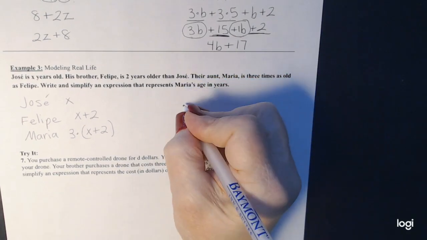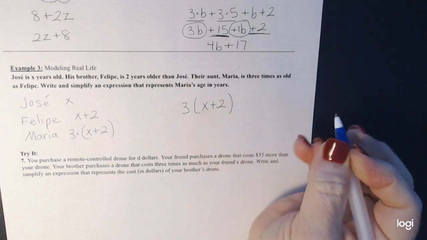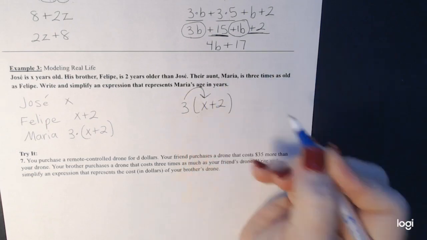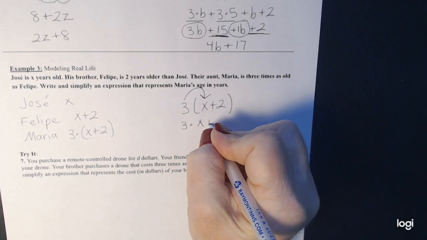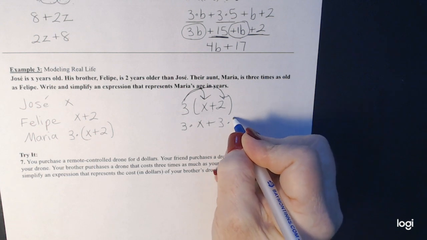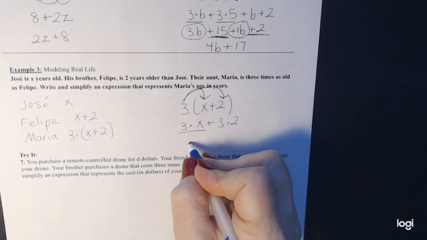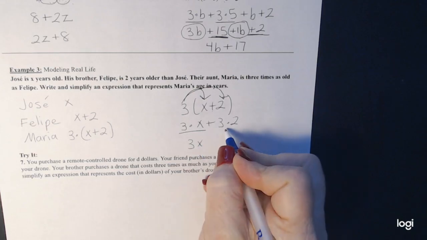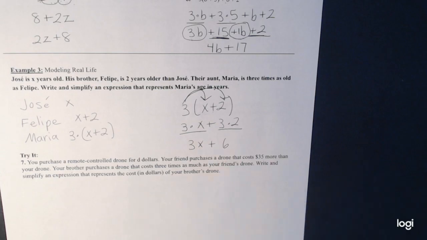All right, so I'm going to come over here and I'm going to do 3 times x plus 2. Distributive property means I'm going to do 3 times x plus distribute 3 times 2. 3 times x is 3x. 3 times 2 is 6, and we have a plus. So my final answer is 3x plus 6.